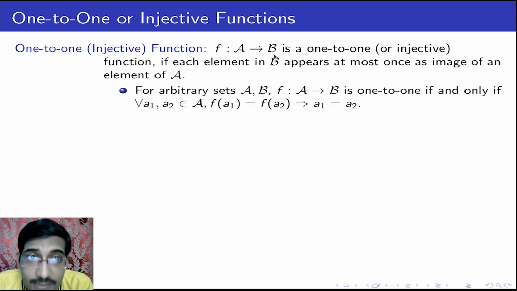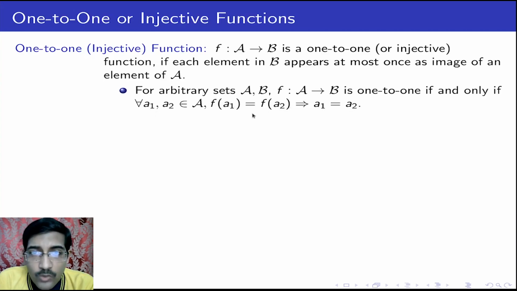However, the additional restriction here is that an element of B cannot also be associated with two different elements in A. Formally, we say that for arbitrary sets A and B, f from A to B is one-to-one if and only if, whenever two elements get mapped into the same element in B, that is f(a1) equals f(a2), it eventually implies that the two elements are not different, they are the same. So no two different elements will map into the same element.